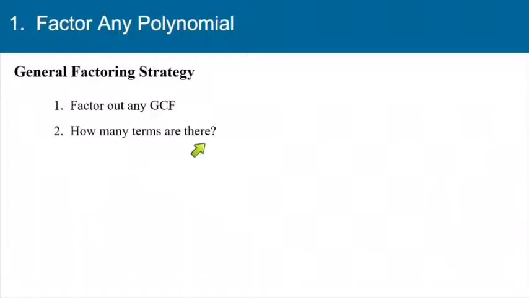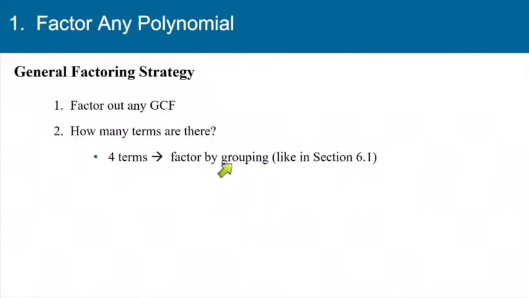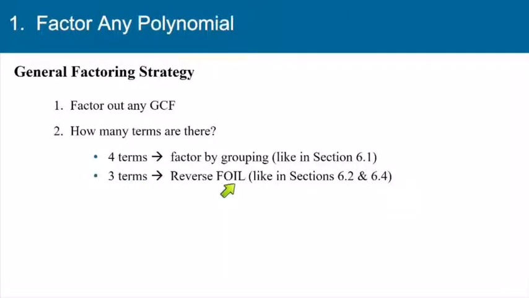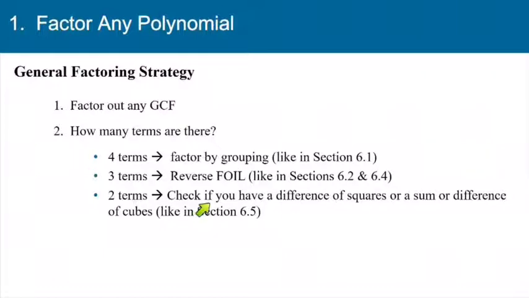And then you ask yourself, how many terms are there? If there are 4 terms, then you want to see if you can do the factor by grouping method that we learned in section 6.1. If there are 3 terms, you want to see if you can use the reverse FOIL method like we did in sections 6.2 and 6.4. That's what those sections were all about, just reversing the FOIL process. And then if it's 2 terms, you want to check to see if your binomial fits one of these patterns, difference of squares or sum of cubes or difference of cubes, like we saw in section 6.5.